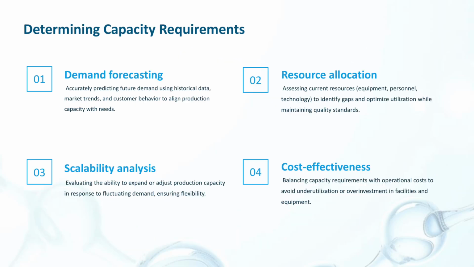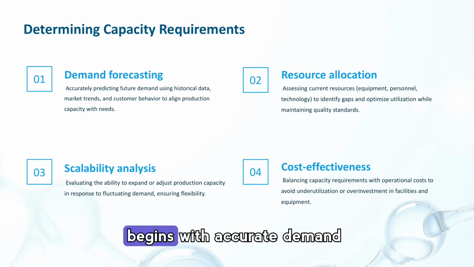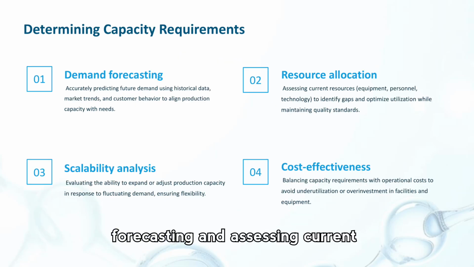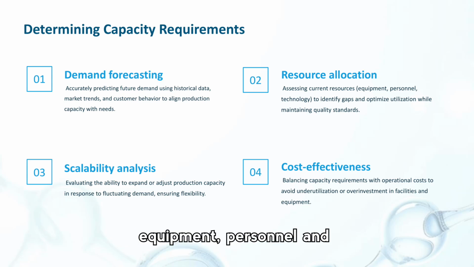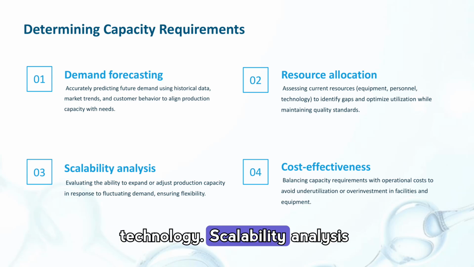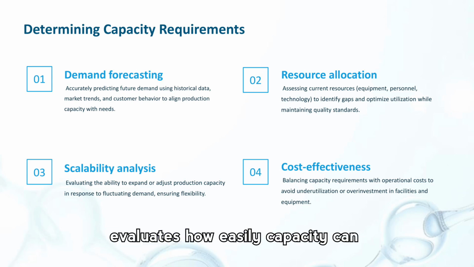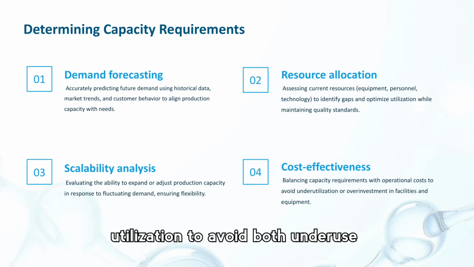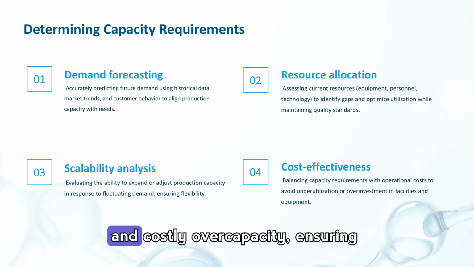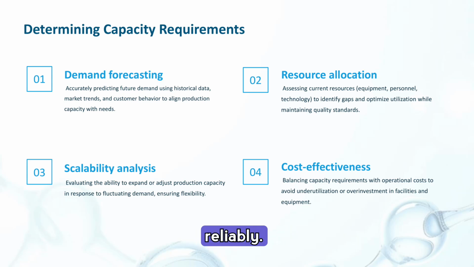structured processes. Determining capacity requirements begins with accurate demand forecasting and assessing current resource availability, including equipment, personnel, and technology. Scalability analysis evaluates how easily capacity can expand, while cost-effectiveness balances investment against utilization to avoid both underuse and costly overcapacity, ensuring the operation can meet demand reliably.